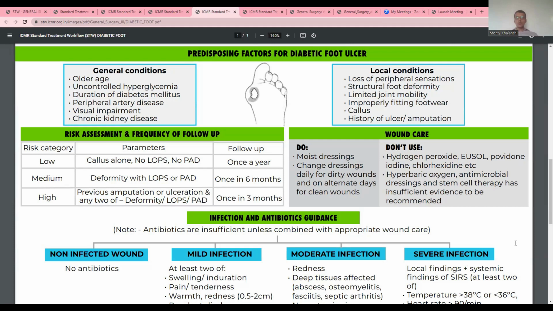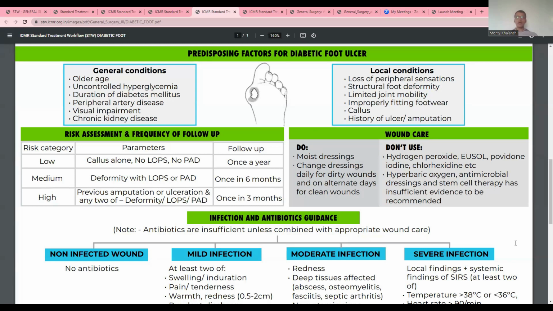So how do you do a basic dressing? Most diabetic feet require a very, very basic dressing. There are a lot of advanced dressings available, which are good. But I think if you can do a clean, basic, sterile dressing, that's the most important part. A lot of machines are available to do these dressings: hyperbaric oxygen, antimicrobial dressing, stem cell therapy. But there is not enough literature to suggest that one should go for it.